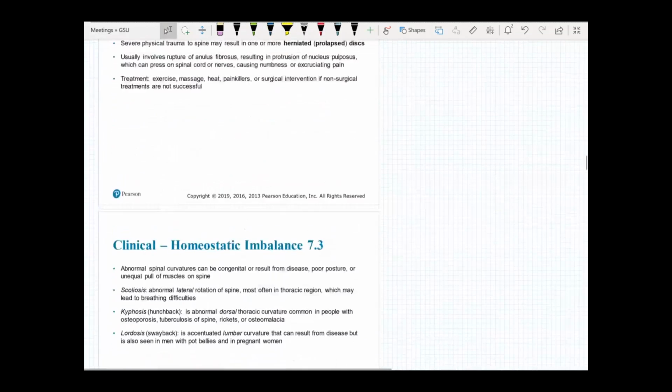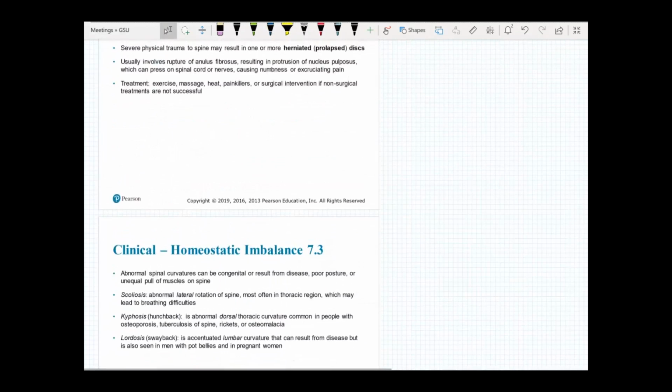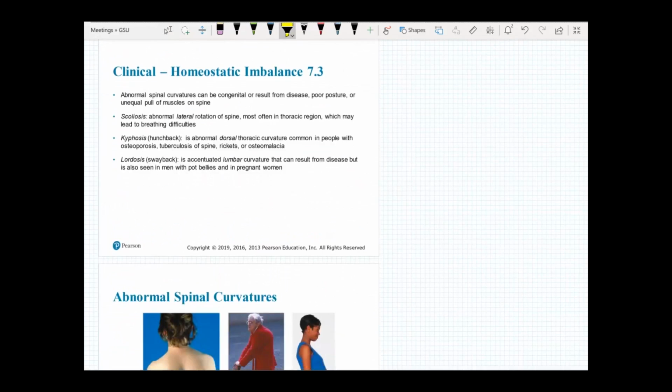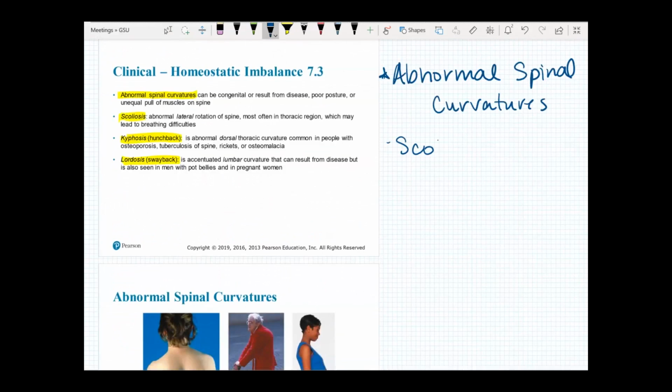So how the curvatures can go wrong. With the abnormal spinal curvatures, there are 3 types you can have. So here we go. Abnormal spinal curvatures. So you can curve a bunch of different ways. These are the 3 most common. If you have scoliosis, you are essentially having a lateral rotation of the spine. When you have a lateral rotation, that is side to side.